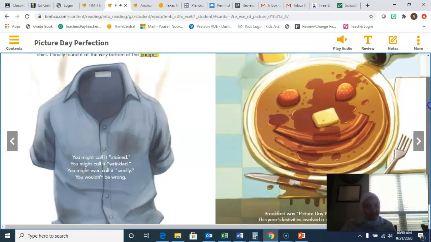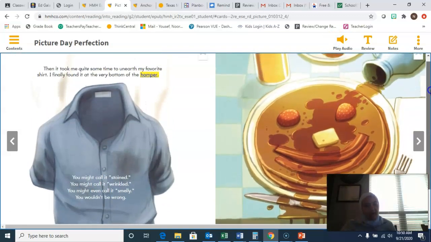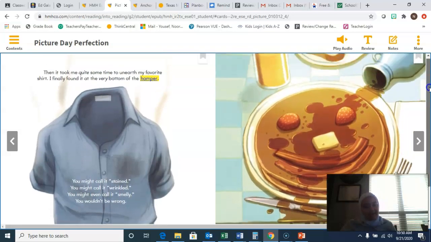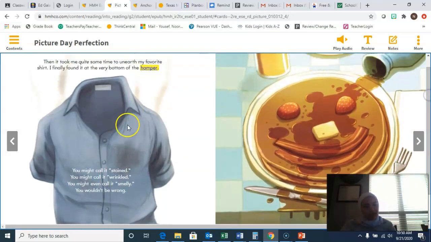So he got the shirt from the bottom of the hamper. Remember we said that a hamper was the basket that holds dirty clothes. So was that a clean shirt or a dirty shirt? It was a dirty shirt. Ew. All right, let's talk about where it says, then it took me quite some time to unearth my favorite shirt. Unearth his favorite shirt. What does that mean? This means he had to dig through his hamper to find it.